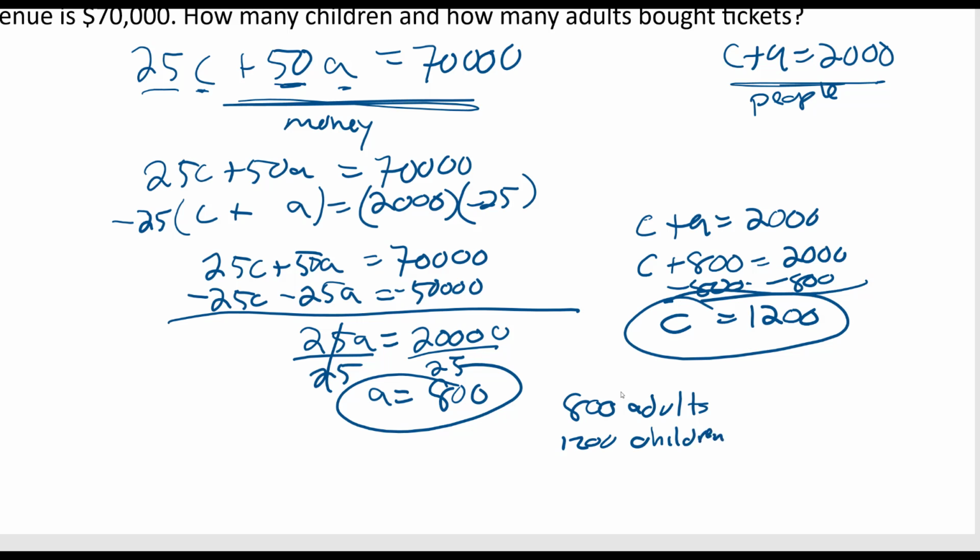Okay, and that's it. This could have been solved, like I said, with substitution if you wanted to do that instead. Could have solved for C or A, and that C plus A is 2,000 and substituted in. So it's really the preference of the person doing the work. So okay, that's it.